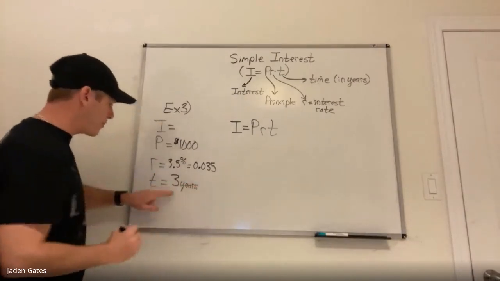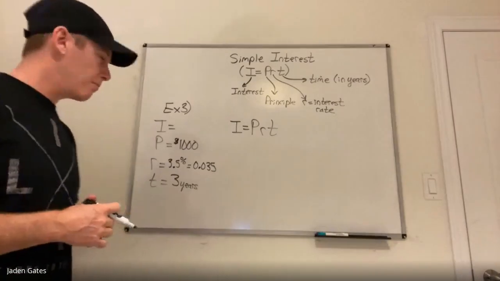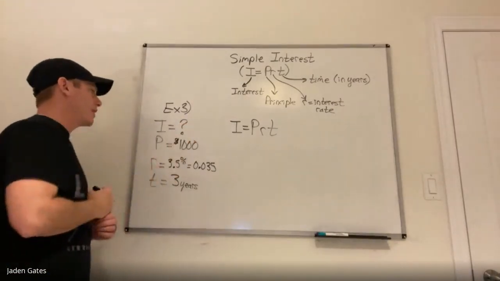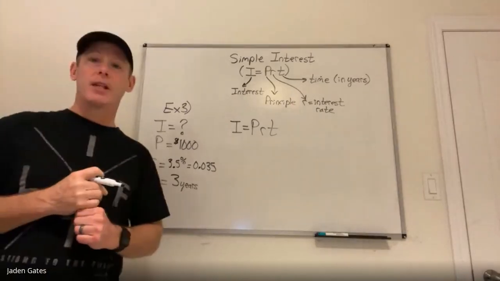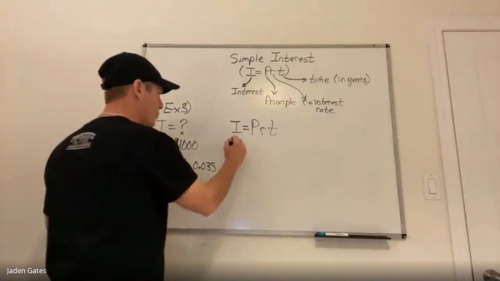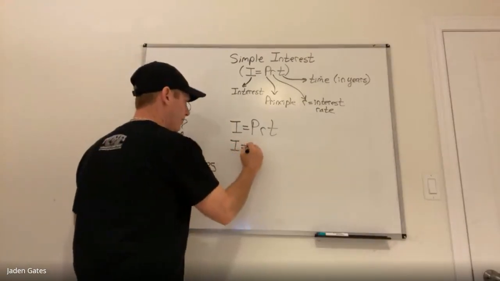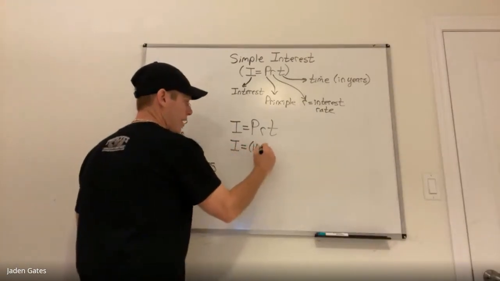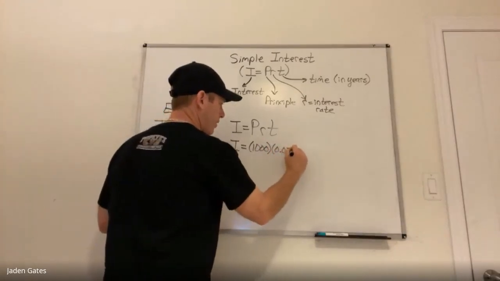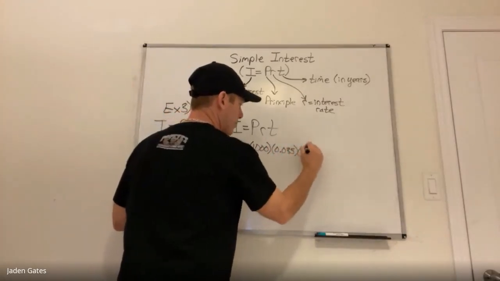So again, time has to be in years. It is. Beautiful. All right, what we're going to figure out is how much interest rate is going to make on lending the bank $1,000 for 3 years. So I'm just going to substitute my values in. My principal there is 1,000, my interest rate 0.035, and times by 3.